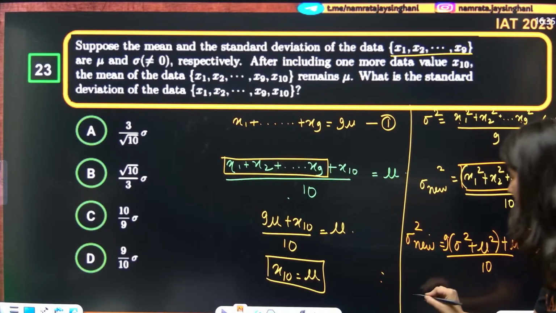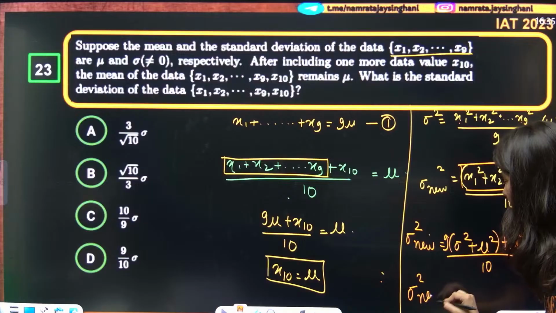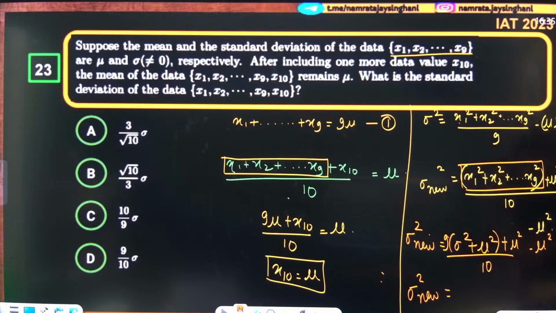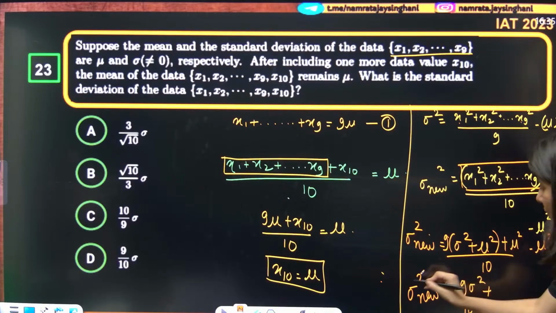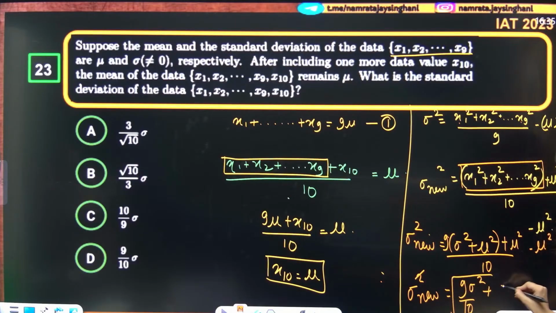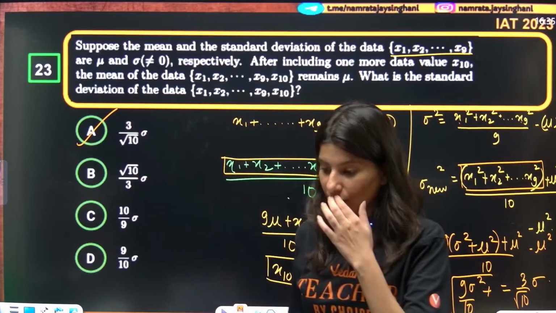Okay, now let's start. Sigma new square is equal to, this is 9 plus 1, 10. So this is 9 sigma square upon 10 plus 9 mu square plus mu square, 10 mu square, 10 by 10. So mu square cancels, that's it. Now square and this is root. So this is nothing but 3 by root 10 sigma. 3 by root 10 sigma is matching with option A.